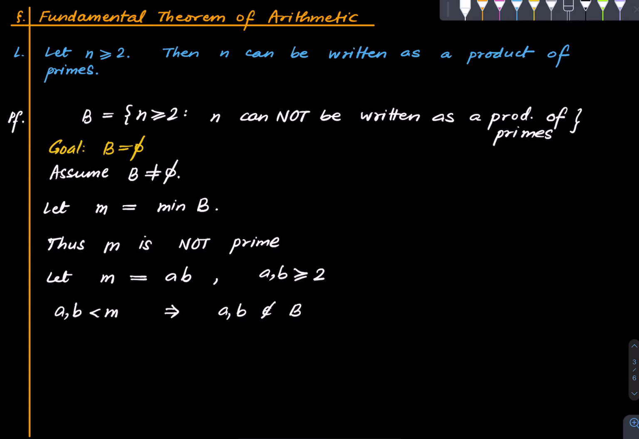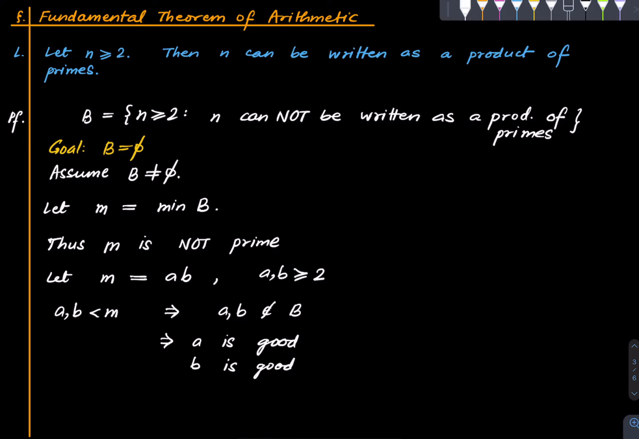And since a and b are both at least 2, this implies that a can be written as a product of primes. So a is good. You understand what that means, and b is good. Since they don't lie in B and both are at least 2, they are both good. And the product of two good things is good.